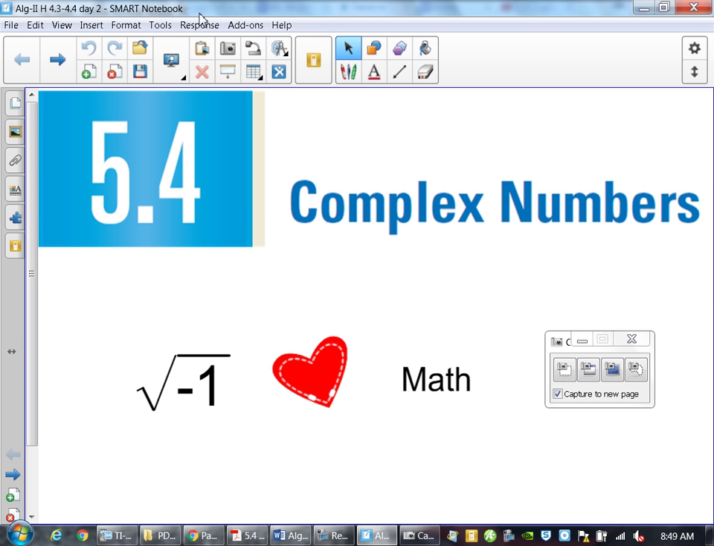How do you add with them? How do you divide with them? How do you worry about simplifying fractions with them? It kind of mirrors the idea of multiplying the fraction by conjugates like you did with radicals. You treat it the same way.